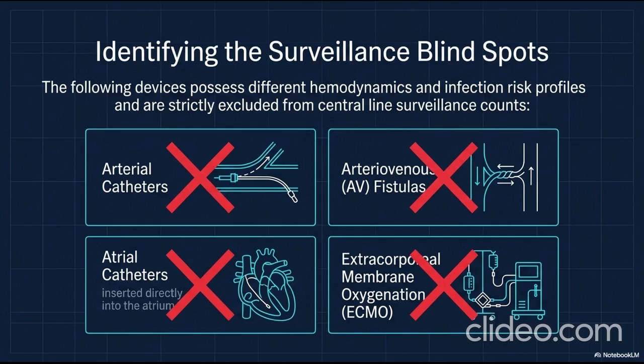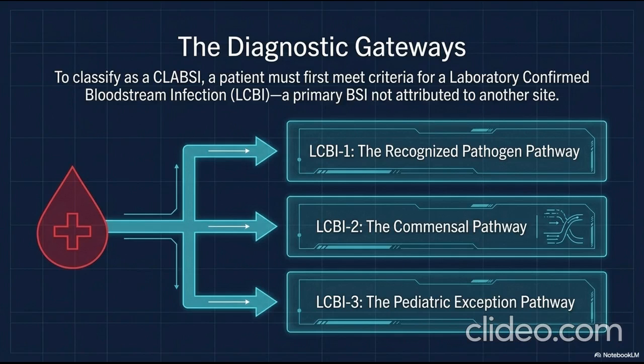LCBI-1. LCBI-1 is the recognized pathogen pathway. It is met when a recognized pathogen is isolated from one or more blood cultures. Because these organisms are known to be virulent, the laboratory isolation alone is sufficient to trigger the classification, regardless of whether the patient displays clinical symptoms.